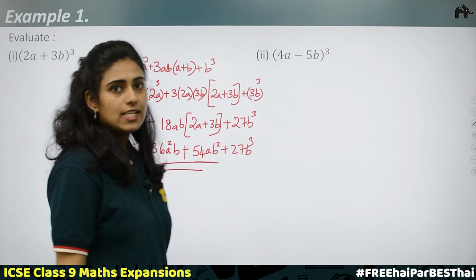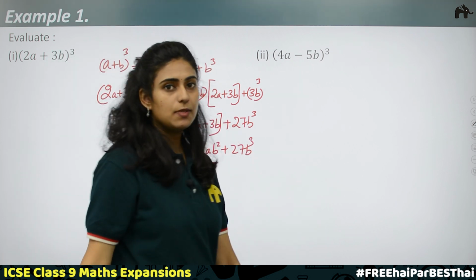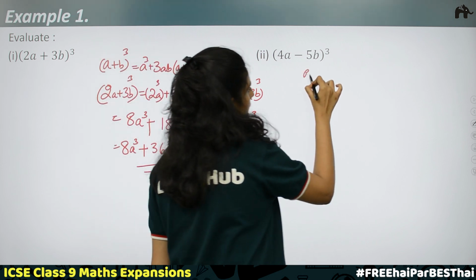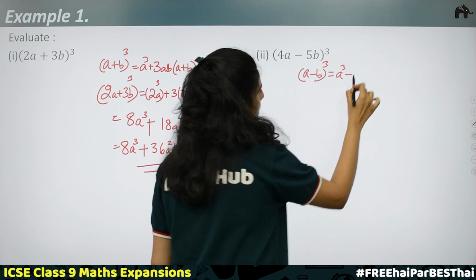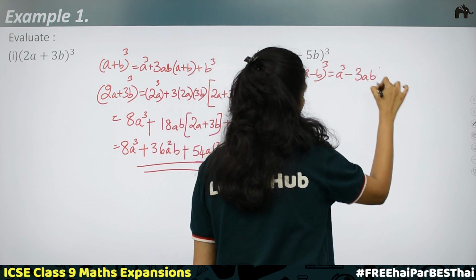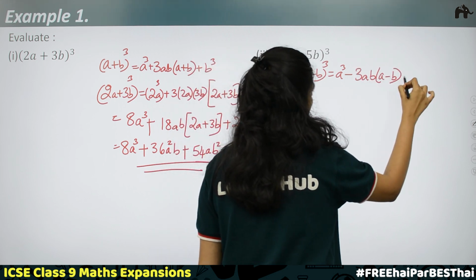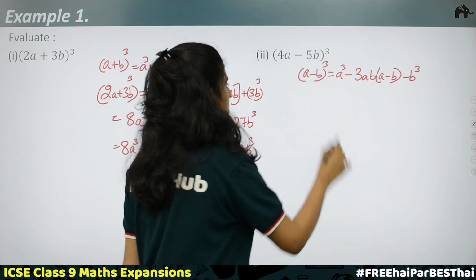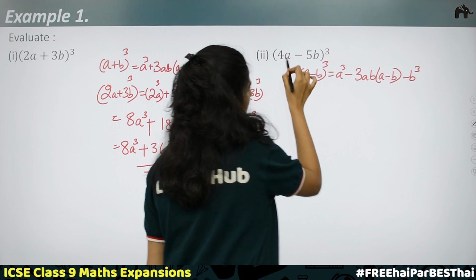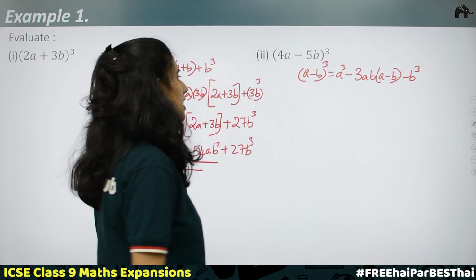Okay, now the second one, this is of the form (a minus b) whole cube. (a minus b) whole cube is equal to a cube minus 3ab into (a minus b) minus b cube. Okay, now substitute. In place of a, we have 4a, and in place of b, it is 5b.